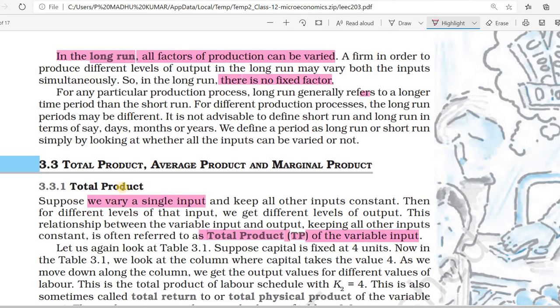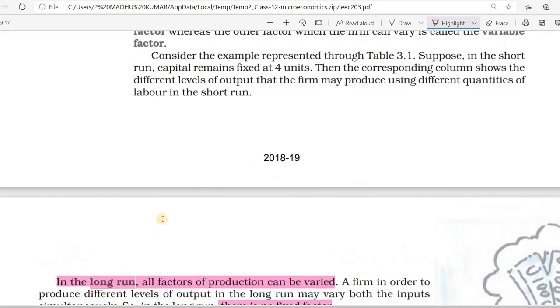Next we will study what is total product. Suppose we vary a single input and keep all other inputs constant. This relationship between the variable input and output is referred to as the total product of the variable input. Suppose we vary labor and keep all other inputs constant, that relation we call the total product of the variable input.